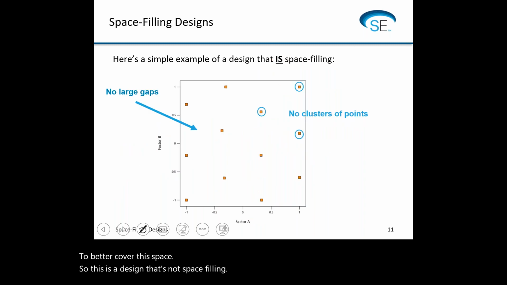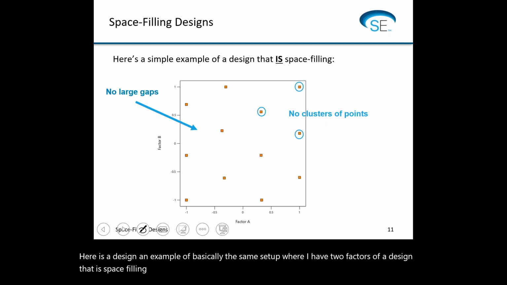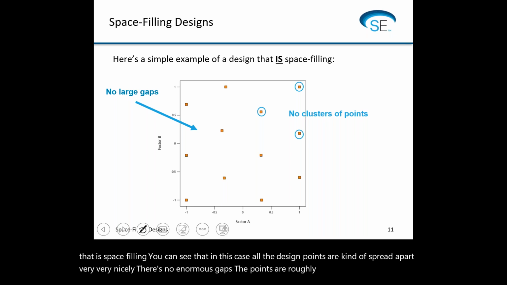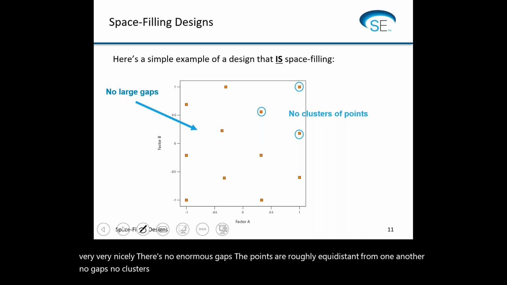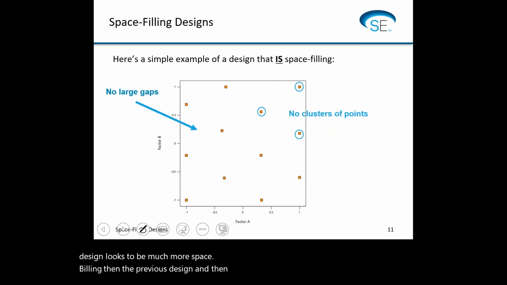Here is an example of basically the same setup, with two factors, of a design that is space filling. You can see that in this case, all the design points are spread apart very, very nicely. There's no enormous gaps. The points are roughly equidistant from one another. No gaps, no clusters of points. So overall, just from an intuitive point of view, this design looks to be much more space filling than the previous design.